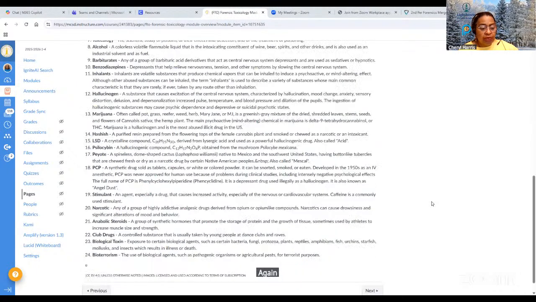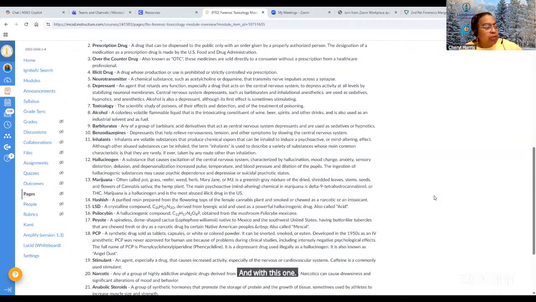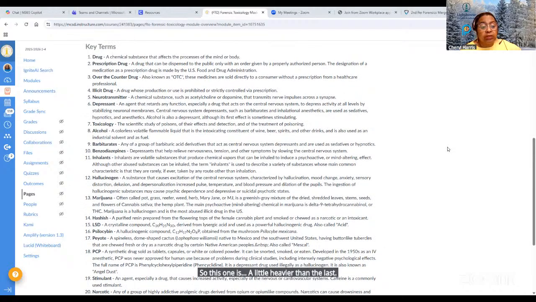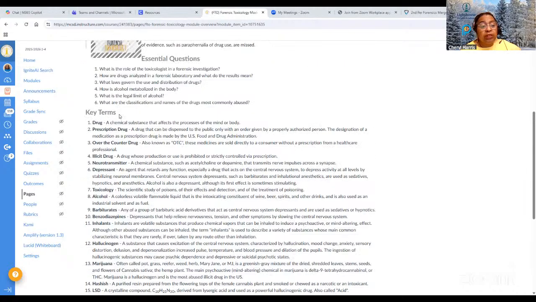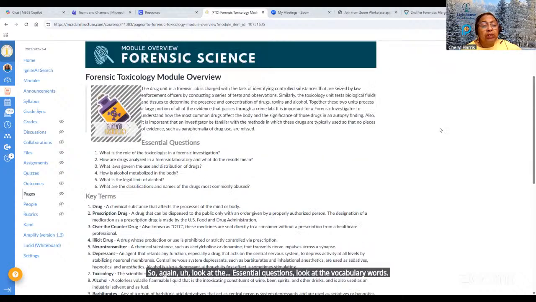Again, a lot of vocabulary words with this one. And with this one, we're also going to be looking at tests for different drugs and different laws. So this one is a little heavier than the last. So again, look at the essential questions, look at the vocabulary words, and as soon as most people are logged in, I'll go ahead and start the video.